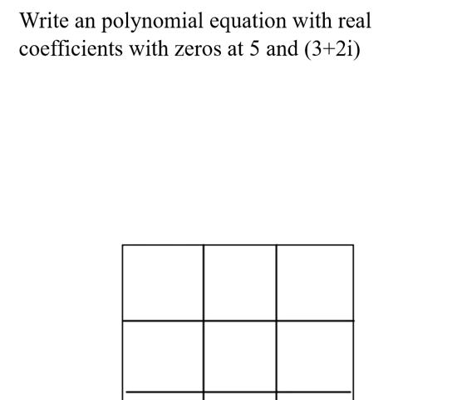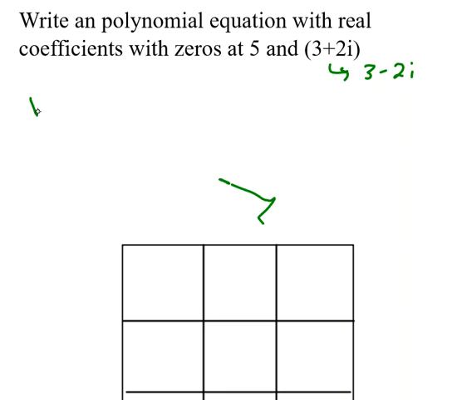Polynomial equation with real coefficients with zeros at 5 and 3 plus 2i. Now if I have real zeros and 3 plus 2i as a root, that also means 3 minus 2i will have to be a root, because those i guys have to have their conjugate pairs. That's by the complex conjugates theorem.